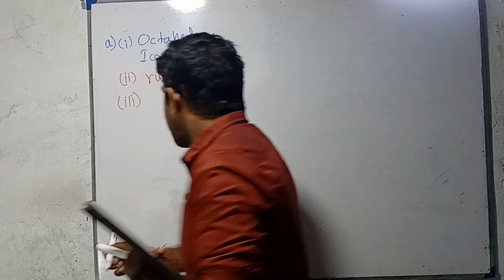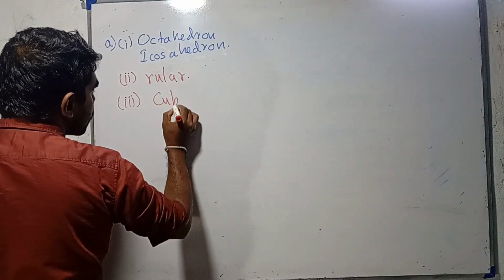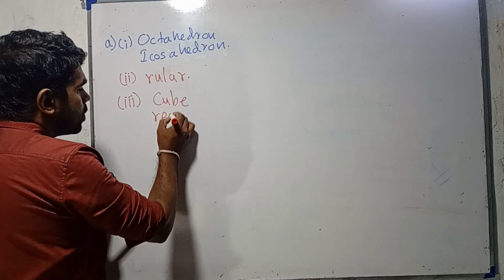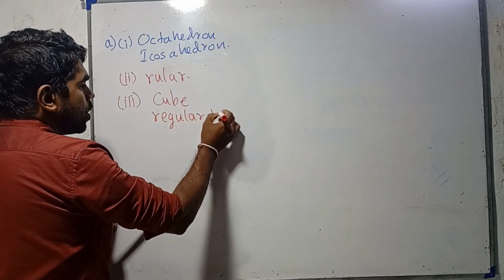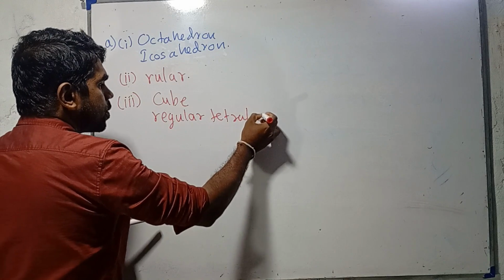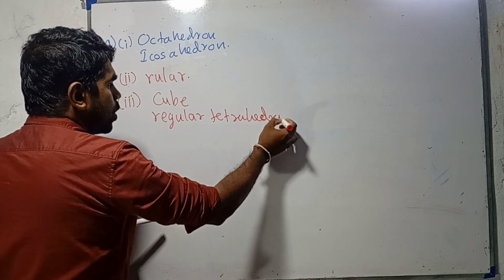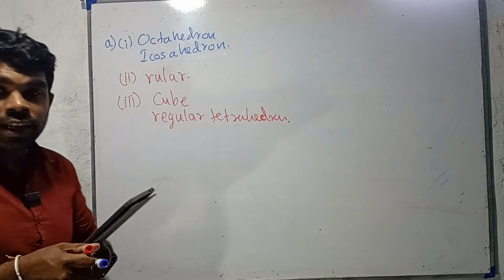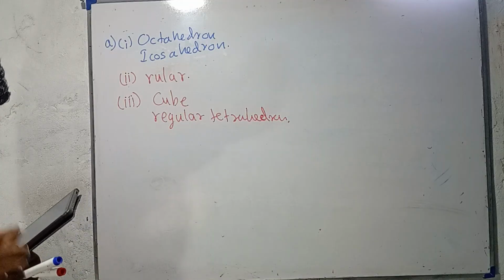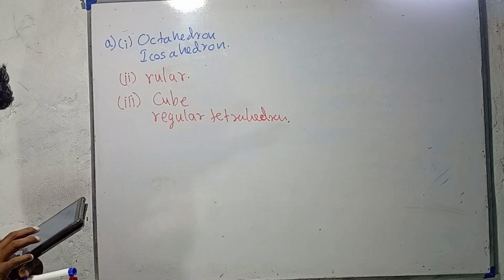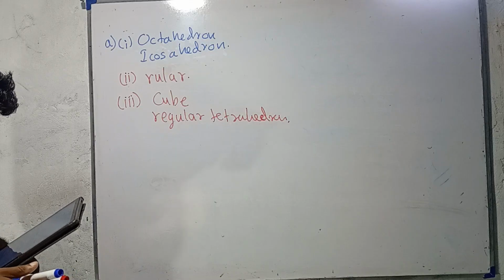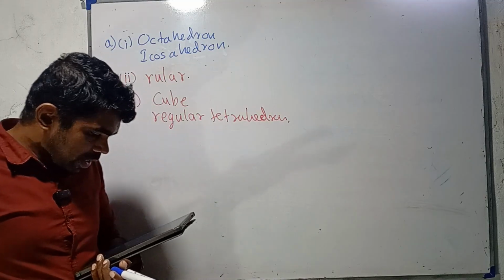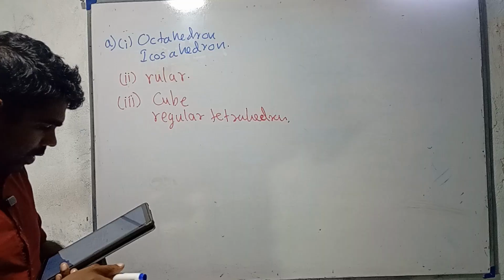We can write cube, regular tetrahedron, or any other platonic solid we have studied in the lesson. Then B. The following figure is a net constructed using equilateral triangles and squares.